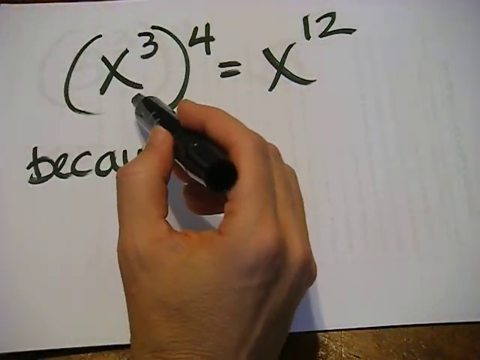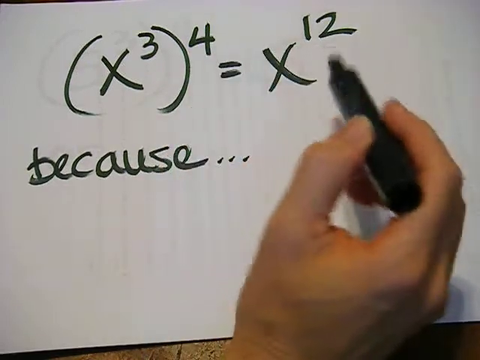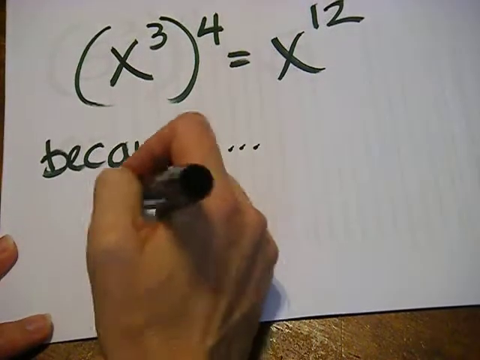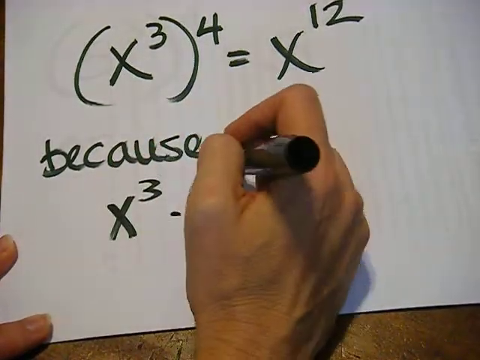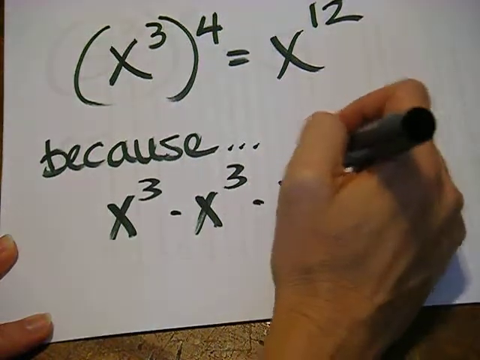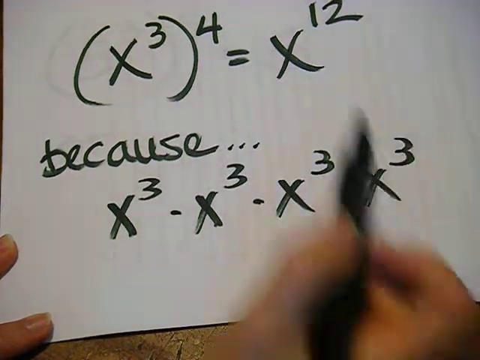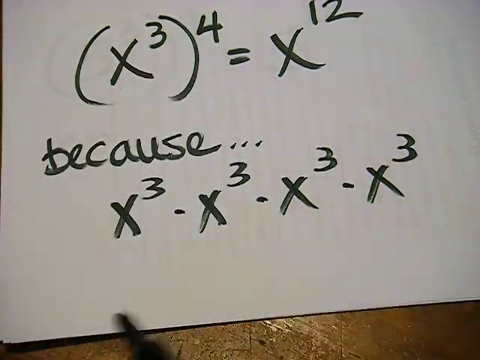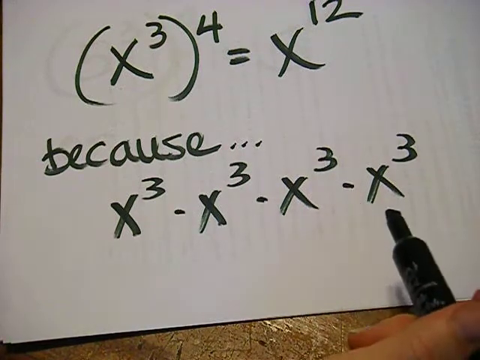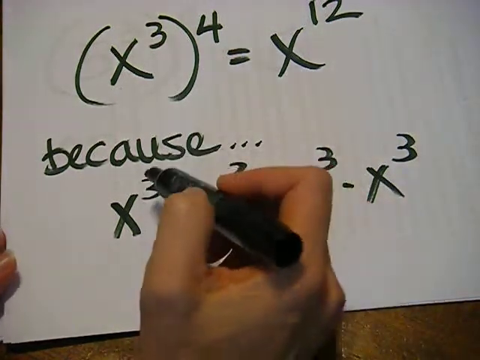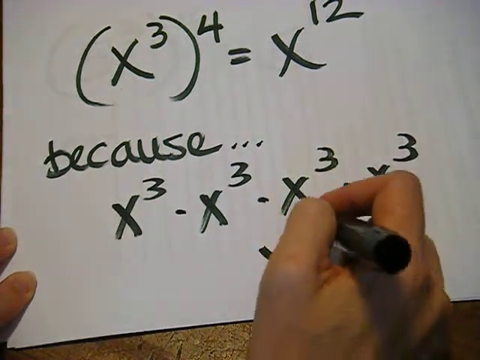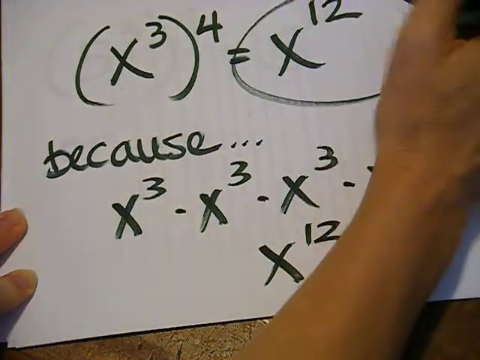If you had x cubed, for instance, raised to the 4th power, it equals x to the 12th, because 3 times 4 equals 12. You could also write it this way, x cubed times x cubed times x cubed times x cubed, because it means x cubed multiplied by itself 4 times. And then you can simply revert back to law 1 if you'd like, and just add the exponents. 3 plus 3 is 6, plus 3 is 9, plus 3 is 12, and you end up with x to the 12th. Hopefully, you find this one a little easier to do.